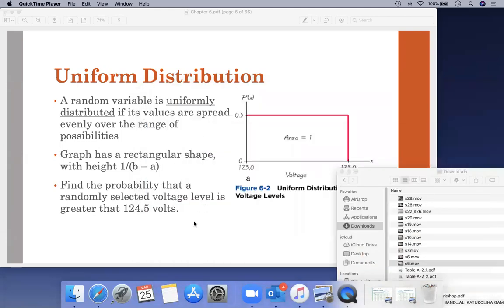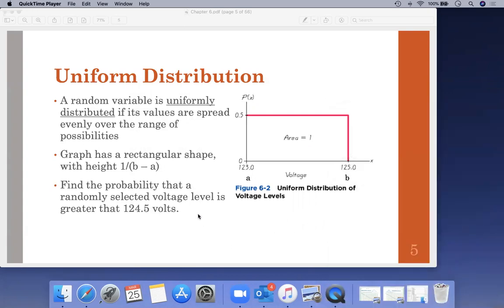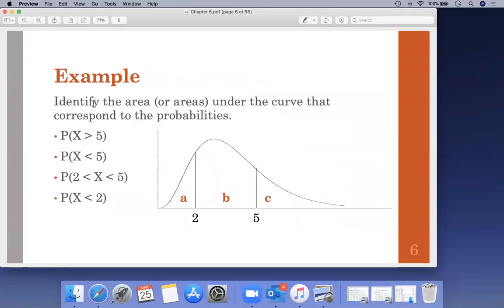Okay, that is the way of how to find this value. Okay, then I will move on to the next example.